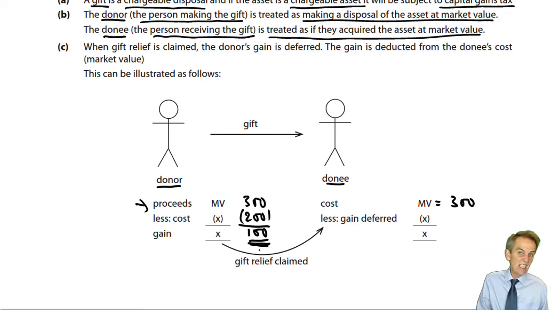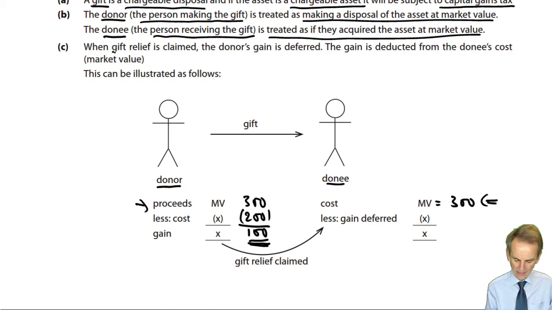And the donee is sitting pretty here. This donee, he or she, has received an asset worth £300,000. They've received it for nothing. It was a gift to them. And going forward, their base cost will still be deemed to be the £300,000, the full market value. Now, you can see who's losing out on this. This, of course, is the donor.